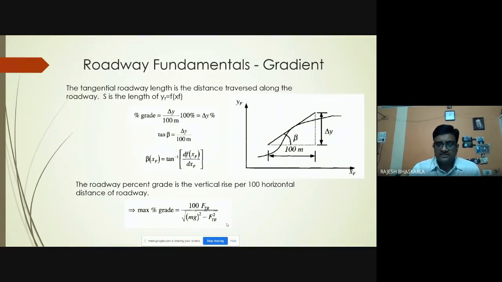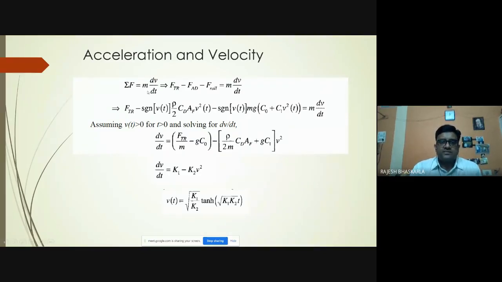And then after this, you already know that the total force FTR, the tractive effort, is equal to FAD plus F rolling plus M into A, which is FA. So FA is also m dv by dt. So here, this is the expression for m dv by dt. Why we are writing this is, in order to solve for the value of V, we want to know the velocity of the vehicle. So this expression is rewritten as dv by dt is equal to this form.